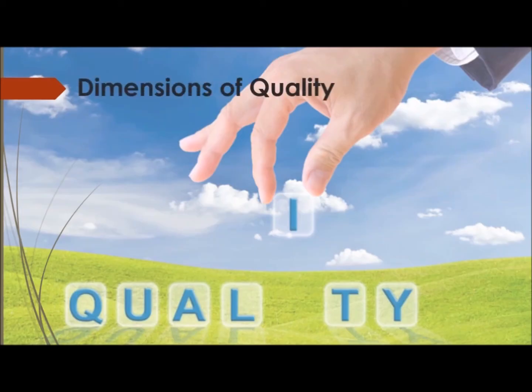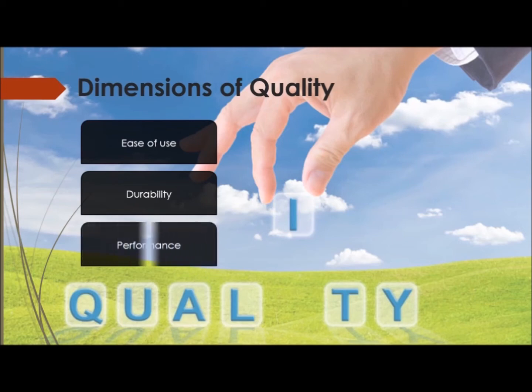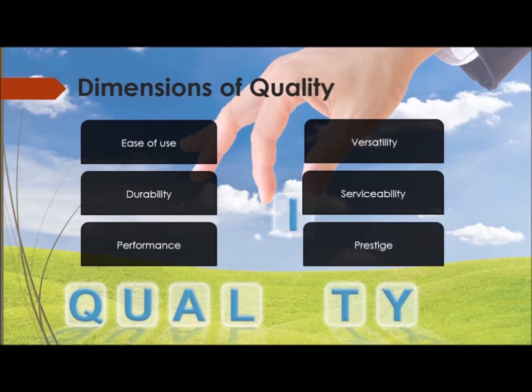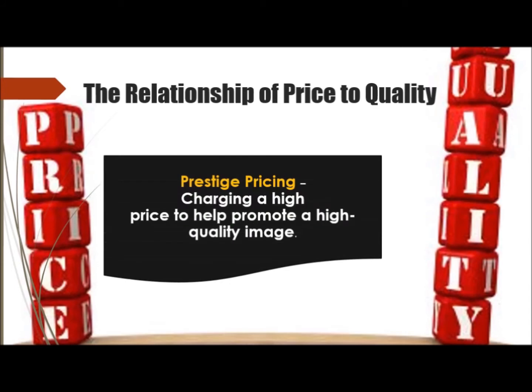Dimensions of quality. How to determine the quality of a product. First is the ease of using the product. Second is the durability of the product. Third, we can evaluate the performance of the product. Then, versatility, serviceability, and the last one is prestige. Prestige pricing is charging a high price to help promote a high quality image.